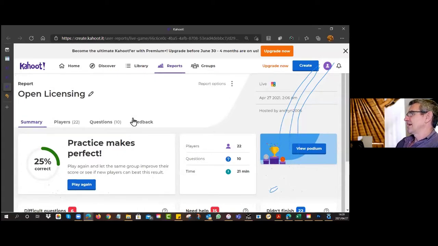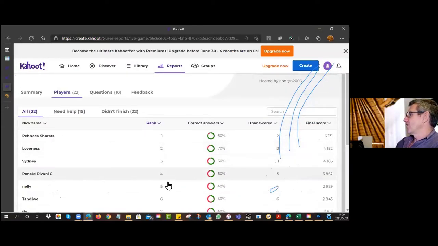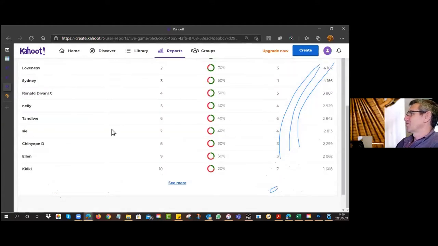And you can see here, it gives me a breakdown of who was doing what. I can see Rebecca, Loveness, Sydney, and Ronald are okay. And you can see the others. We won't embarrass anyone. All right, cool. Okay, so there we go.